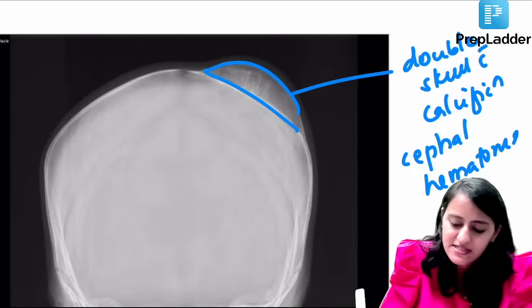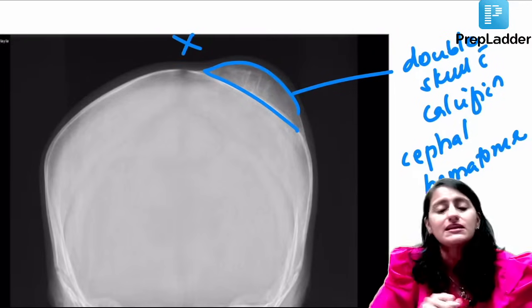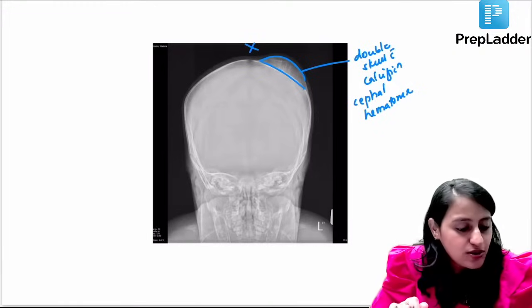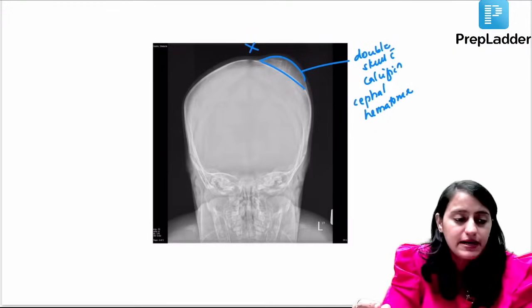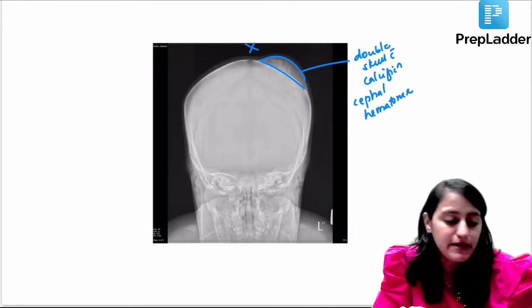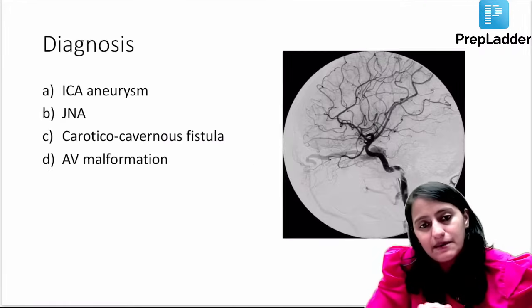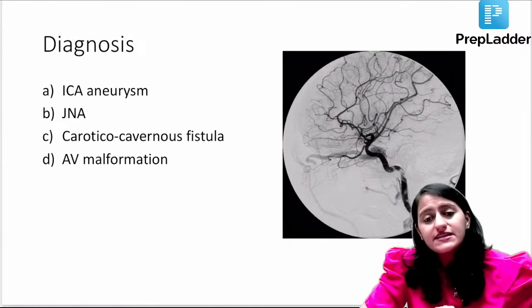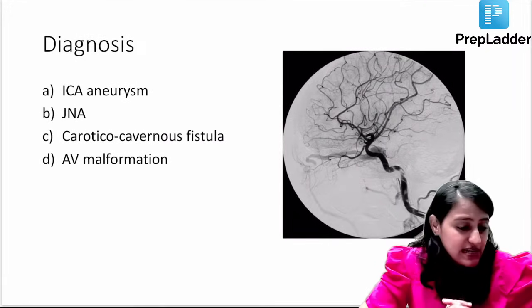It is something which stays for long. It does not cross the midline, right? It is subperiosteal. So this is cephalhematoma, which has been asked in your NEET PG exam previously. What investigation is this and what is the diagnosis? First, tell me the investigation.